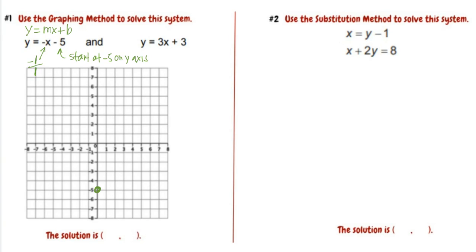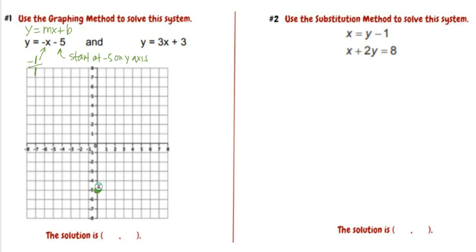So I'm going to go back to my -5 on the y-axis. And remember, I need a negative slope. So in your mind, I want you to visualize something that looks like that, a negative slope. But I want to make it perfect. I don't want to just draw a line. I need to make sure it's exactly -1 over 1. So I'm going to start at -5.